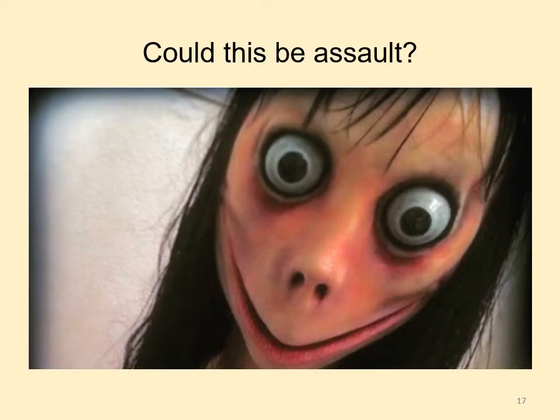So this is a bit of an old picture now, I appreciate that. But this was one of these scary pictures that went around on the internet a little while ago. Could this be sufficient for assault? Having a look at your actus reus and mens rea that you've just taken down.